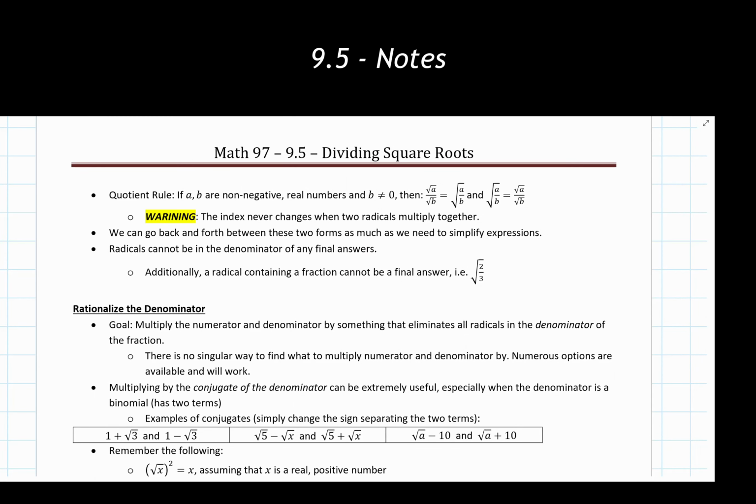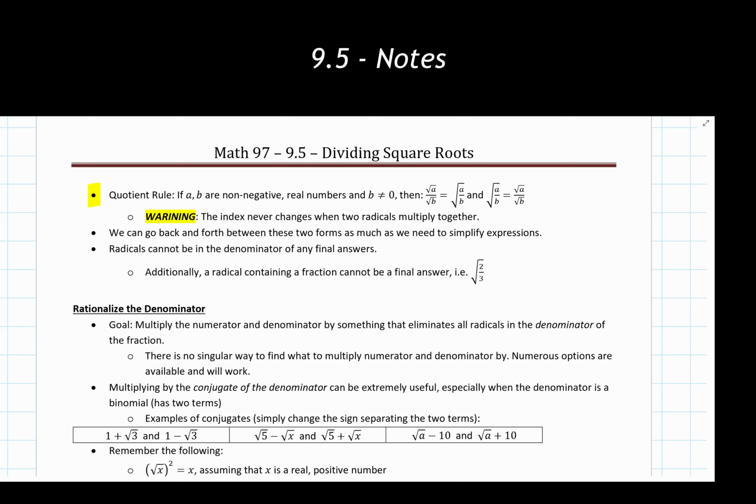Section 9.5 has us working with dividing square roots together. Now from the beginning of the section, we do need to start off with noting a quite important rule or property that we are going to be using throughout this entire section, and that is the quotient rule.